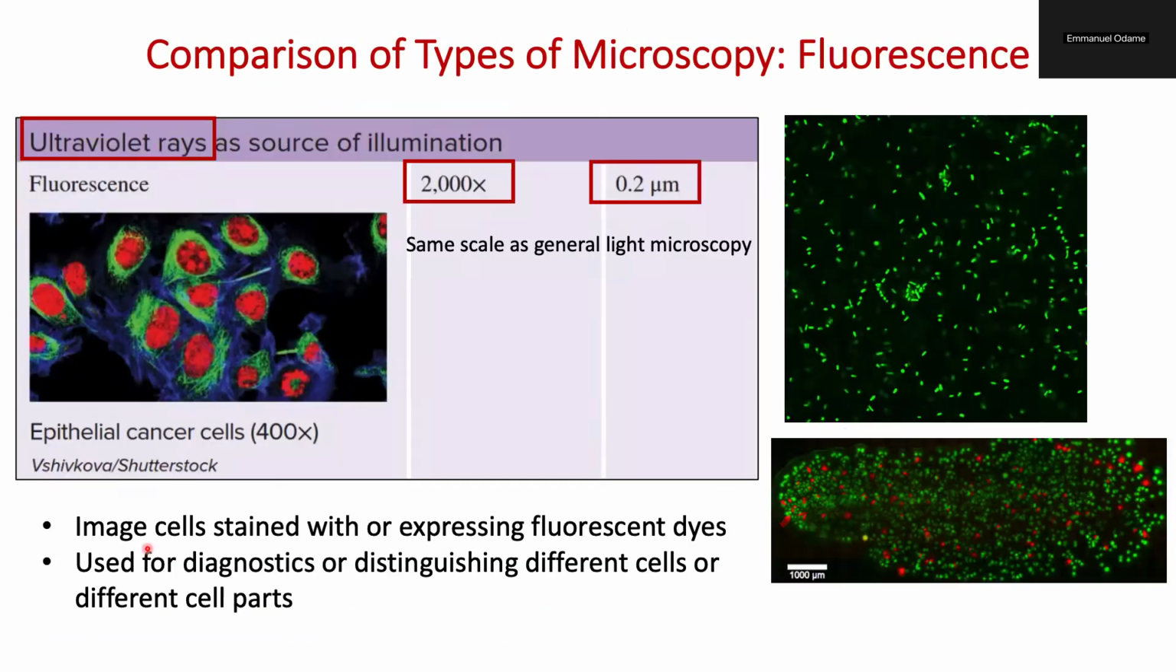And then we move to fluorescent microscope. Fluorescent microscope uses UV as light source, so you are able to see cells or cellular structures using fluorescent dye. UV hits the fluorescent dye, which emits light, and then you are able to see. So this is used for diagnosis and to distinguish between cell types and different parts of the cells.